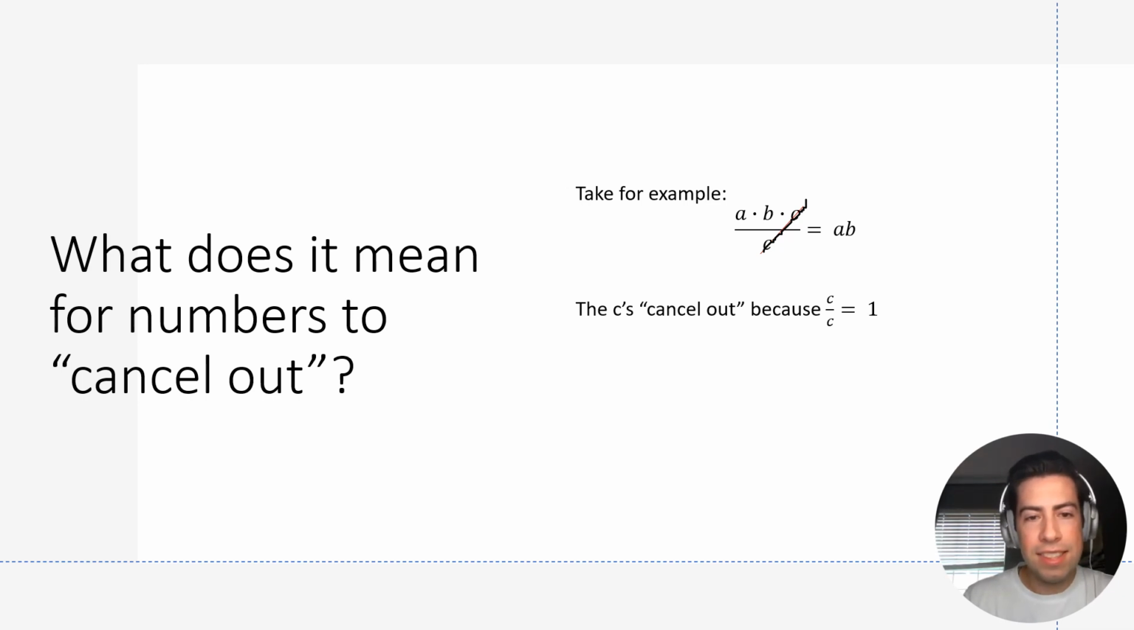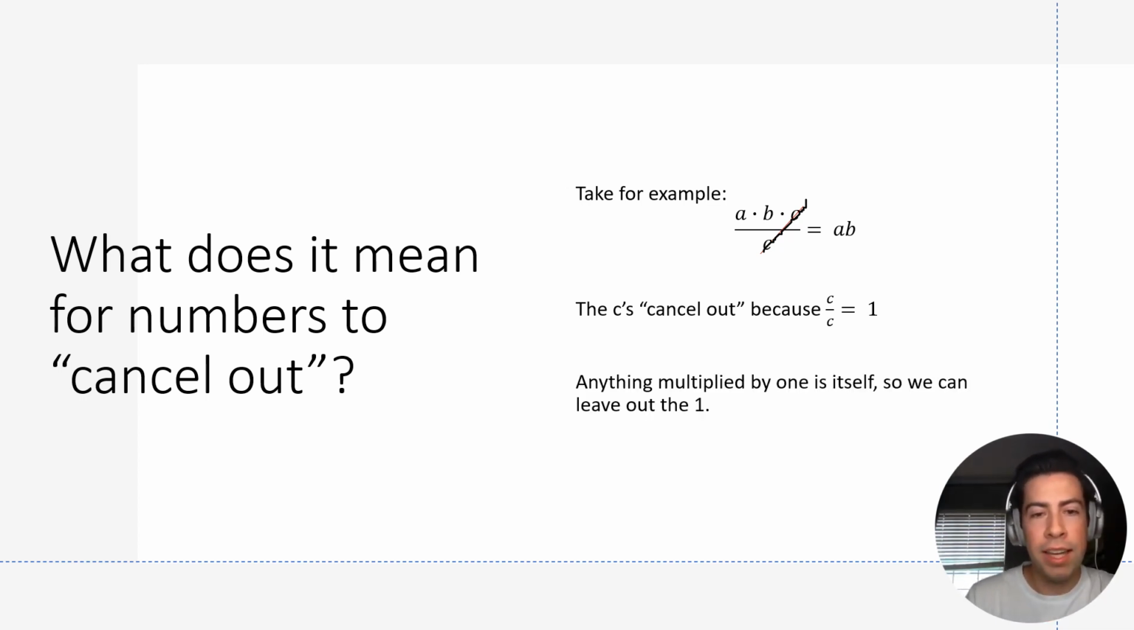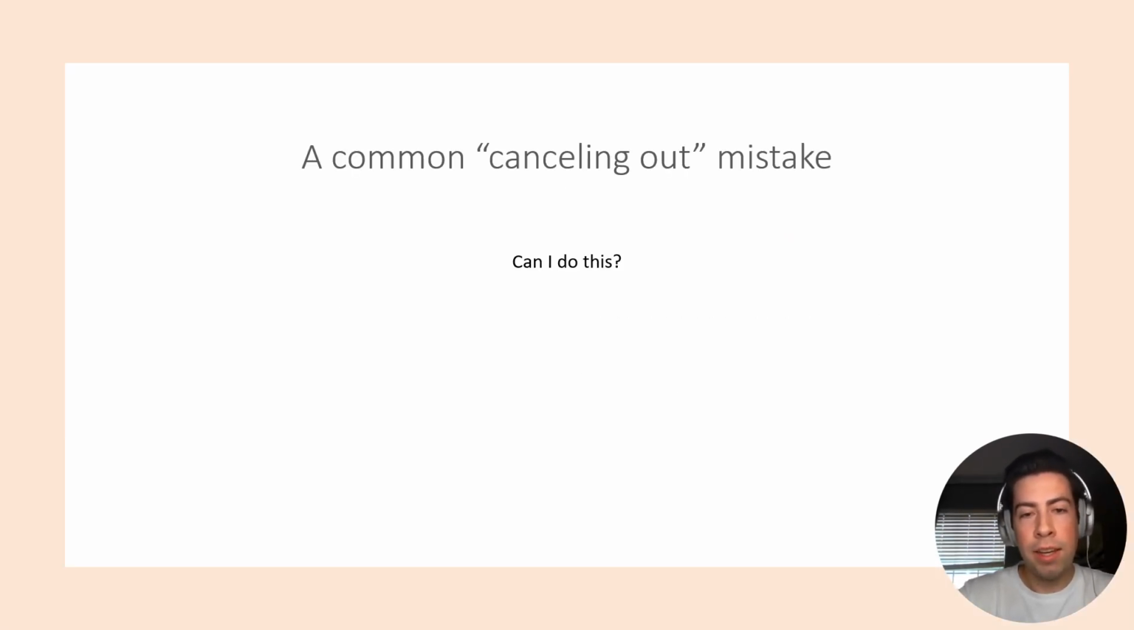So what it means is, essentially, that the c's are going to cancel out because c divided by c equals 1, okay? Anything multiplied by 1 is itself, so we leave out the 1, okay?